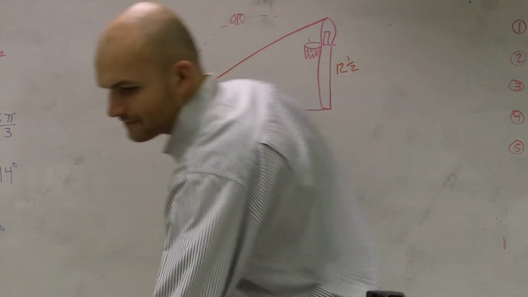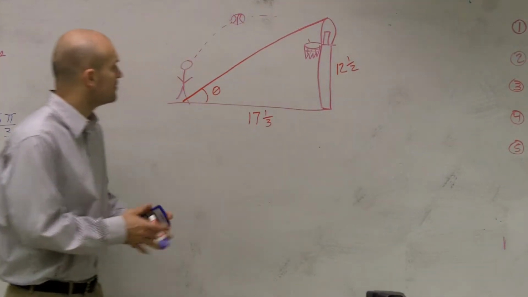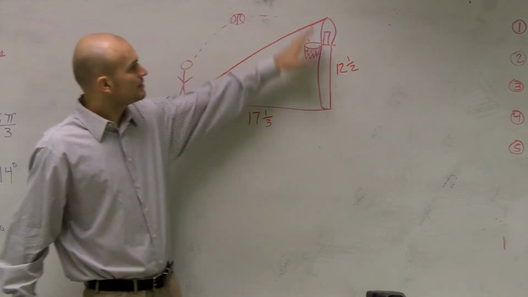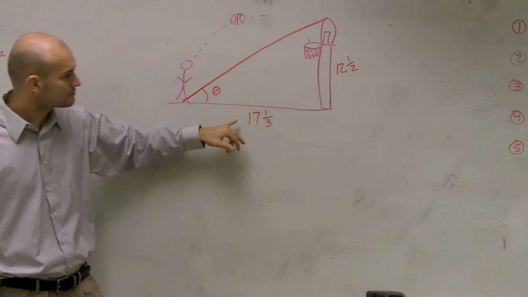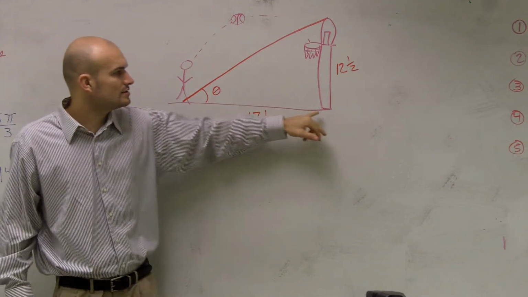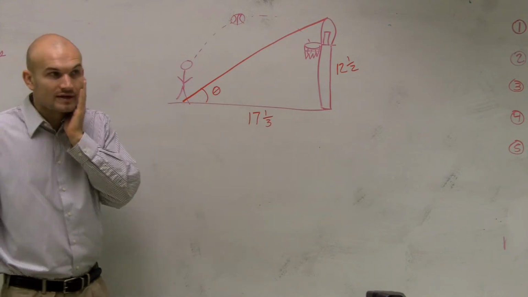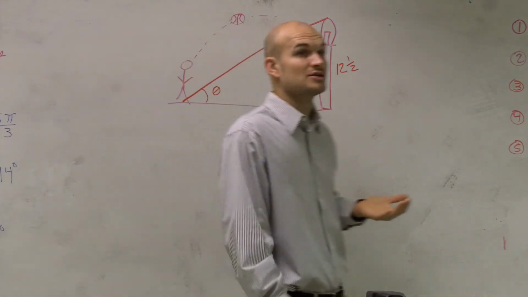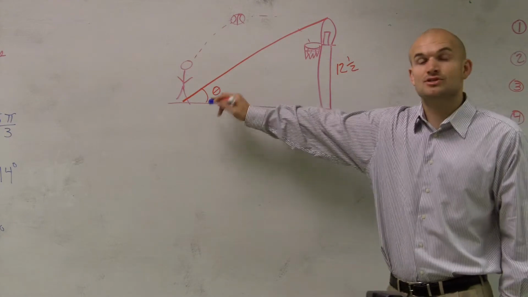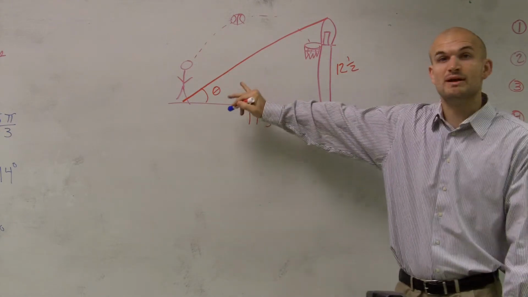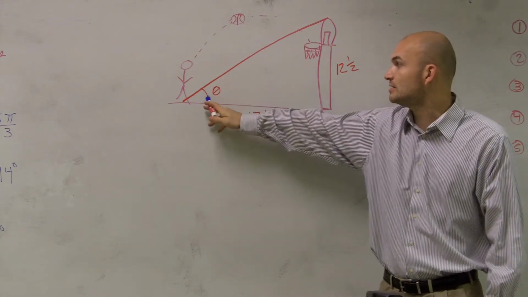So to find our angle of elevation for this problem, we have a basketball court. The basketball backboard is 12.5 feet tall, and the length of the shadow is 17 1/3 feet. What they first asked us to do is write a trigonometric function in terms of our theta. So here's theta, which is our angle of elevation.